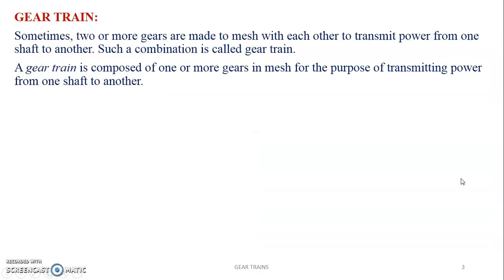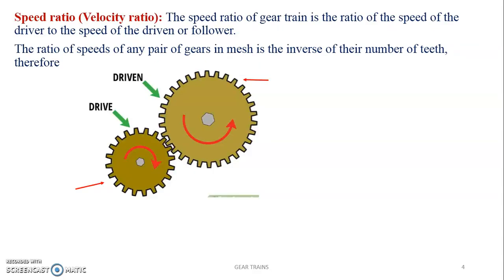From this example you can see that in a gear train, two or more gears are made to mesh with each other to transmit power from one shaft to another. Such a combination is called a gear train. A gear train is composed of one or more gears in mesh for the purpose of transmitting power from one shaft to another.